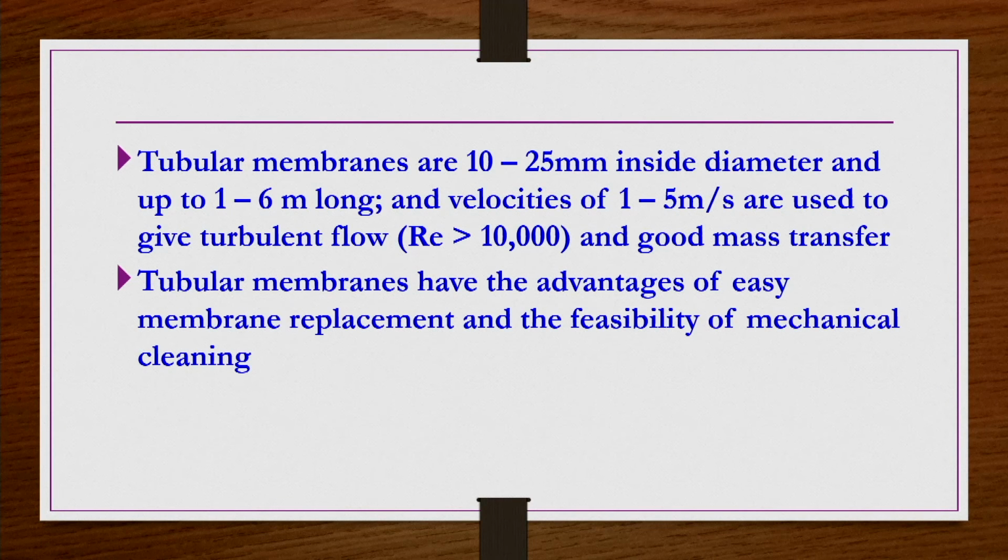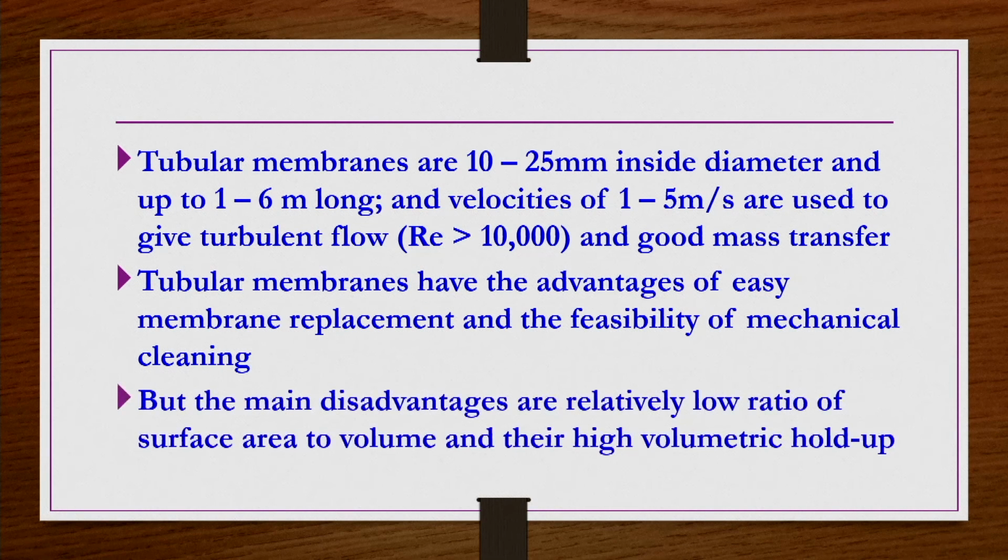Tubular membranes have the advantages of easy membrane replacement and feasibility of mechanical cleaning, but the main disadvantages are a relatively low ratio of surface area to volume and their high volumetric holdup. So, these are the two disadvantages. If your required capacity is not very high, then these tubular modules are going to be the best one. If you want a very high capacity, then it is better to go for other modules, as we are going to discuss now.